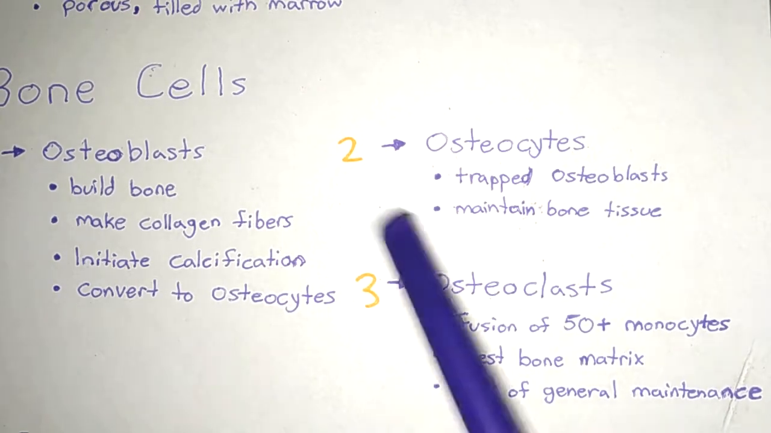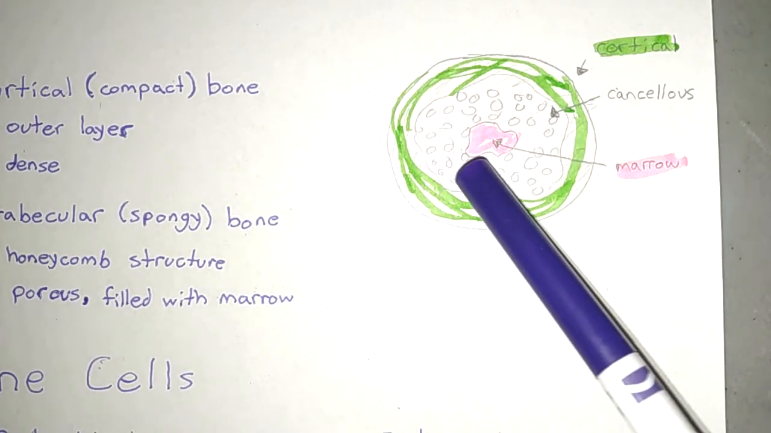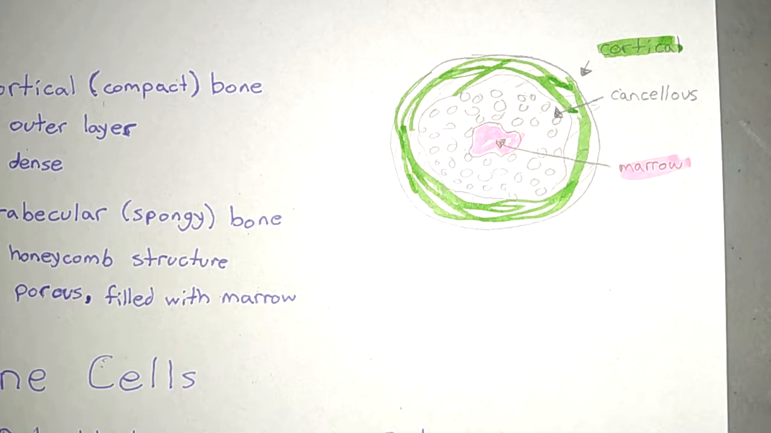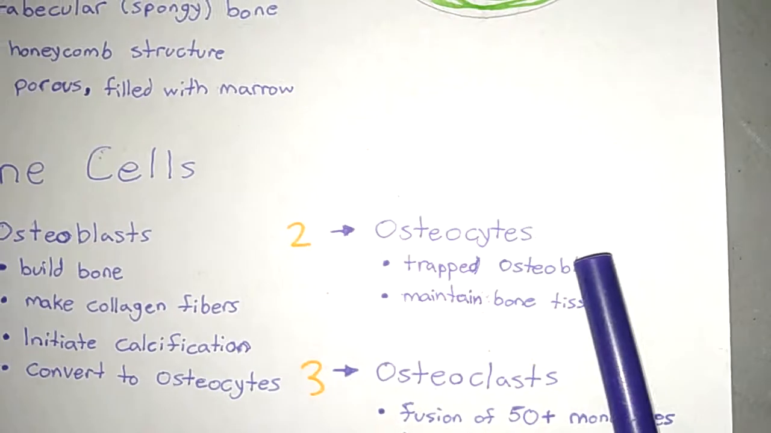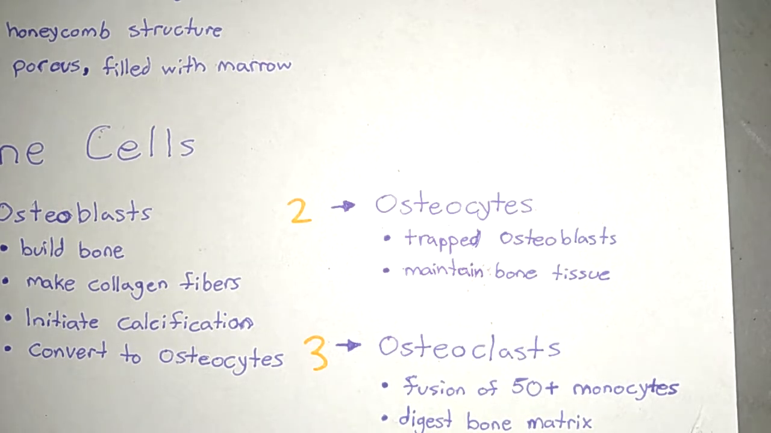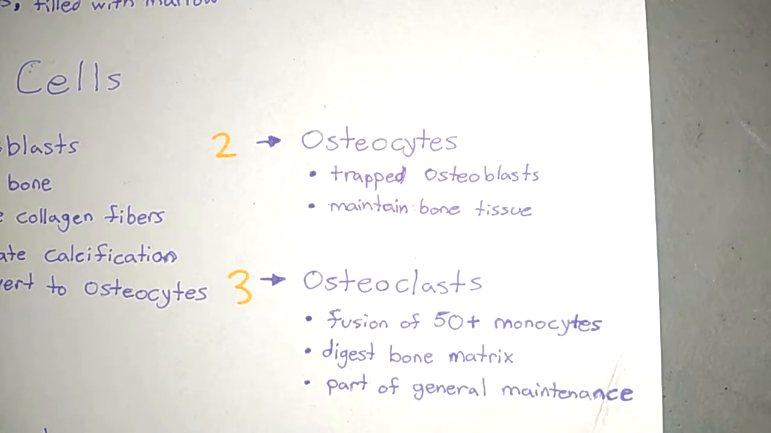And then later on, once they fill the surrounding area, what's left of the cell will just convert into osteocytes. And now, instead of building bone and making collagen fibers, what they're going to do is maintain the bone. They're going to make sure the bone is in the right concentration, contents, space, and whatever. This is not a physiology class or anatomy class. But basically, they will convert from osteoblasts to osteocytes.